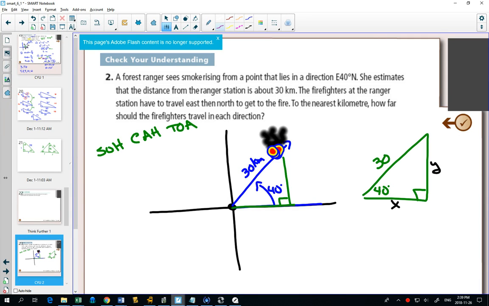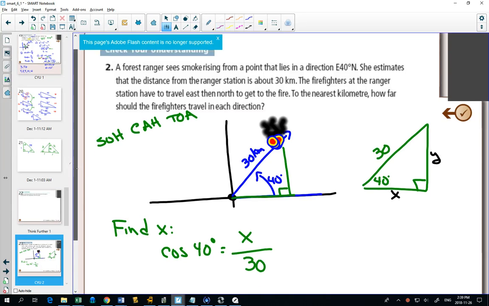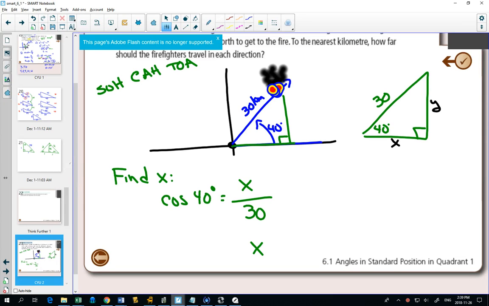Which one do you want to figure out first, x or y? X. Okay, so let's find x. Would you use sine, cos, or tan? You would use cos, because you know the angle of 40 degrees. You want to find x, which is the adjacent side, and you know the hypotenuse, which is 30. To get x by itself, you would multiply both sides by 30.